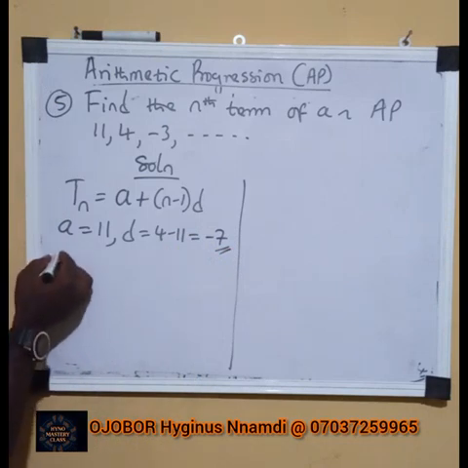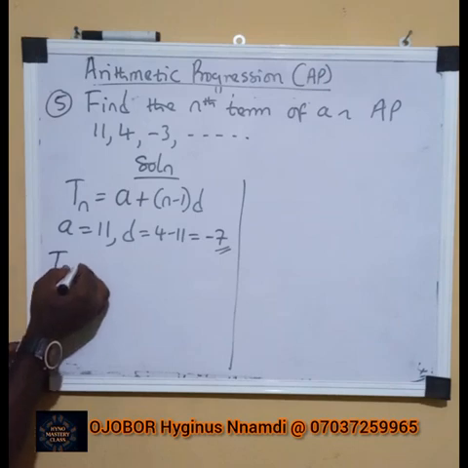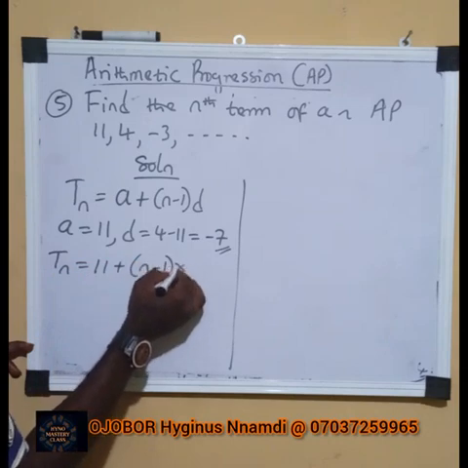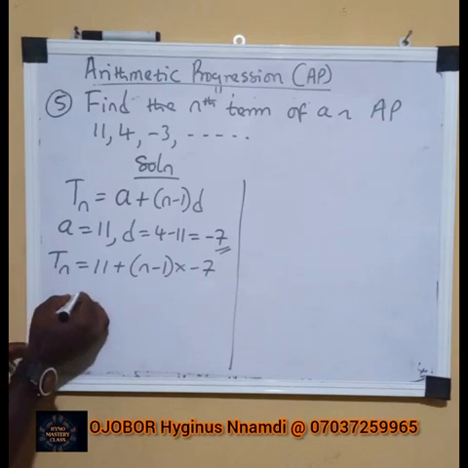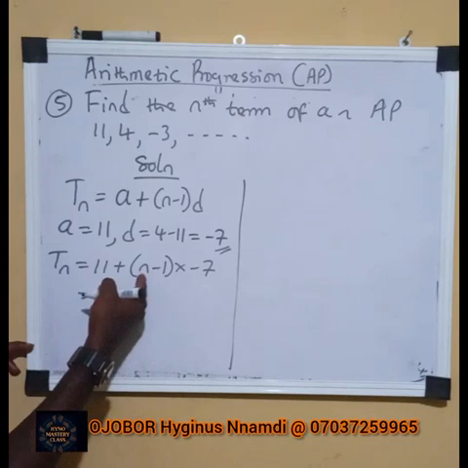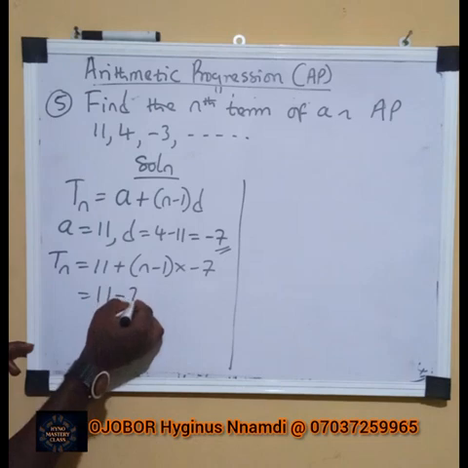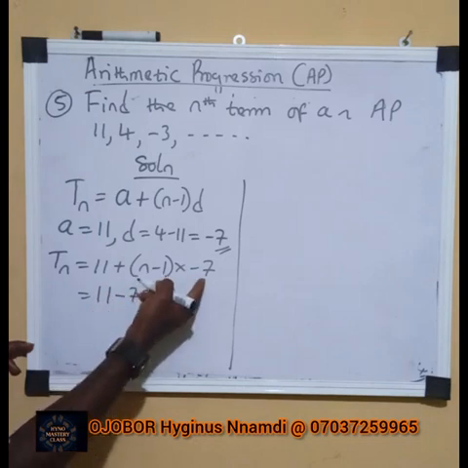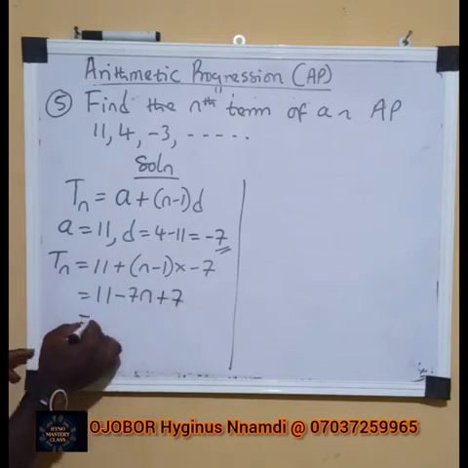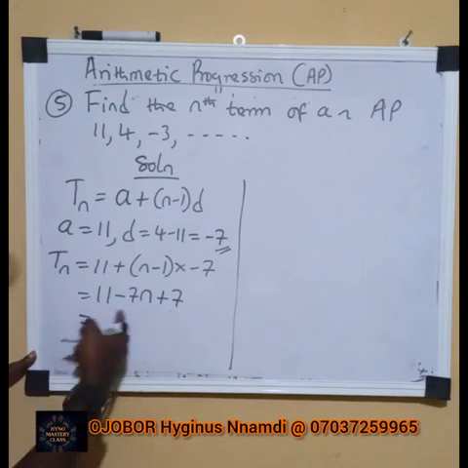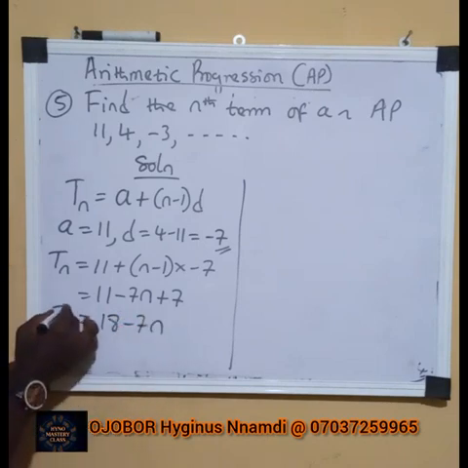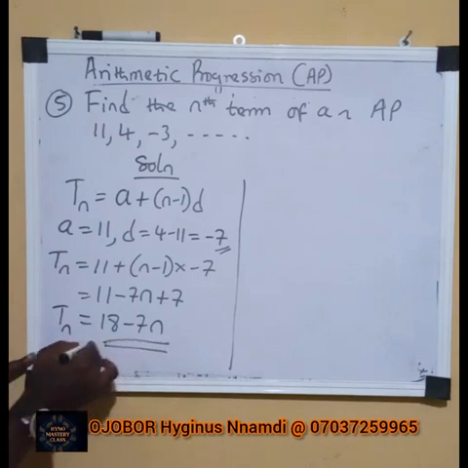So knowing that, that means the nth term, which is Tn, is equal to 11 plus n minus 1 times minus 7. And if we simplify, we have 11, we open bracket, n times minus 7, we have minus 7n. Minus 7 times minus 1, you have plus 7. Then we can collect like terms here. 7 and 11 are like terms. 11 plus 7 will have 18 minus 7n. So the nth term is 18 minus 7n.